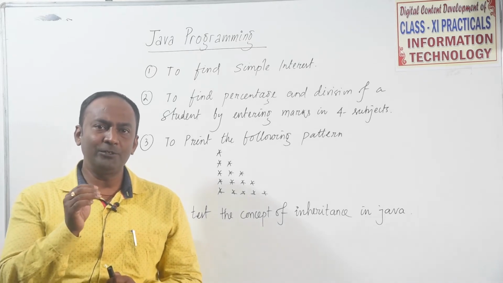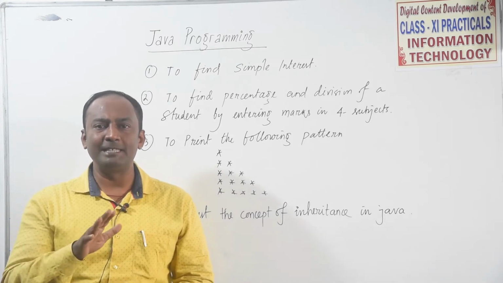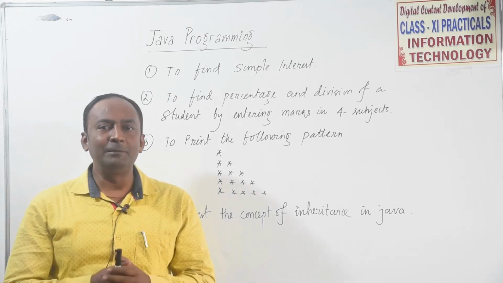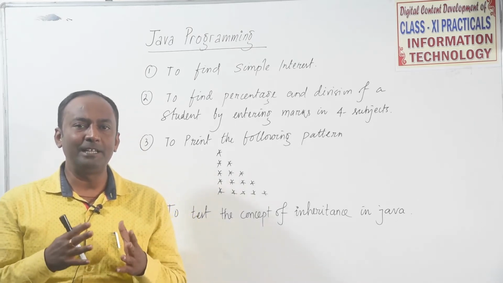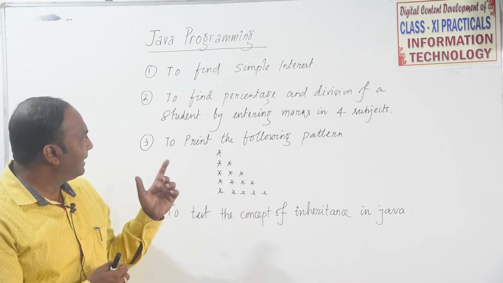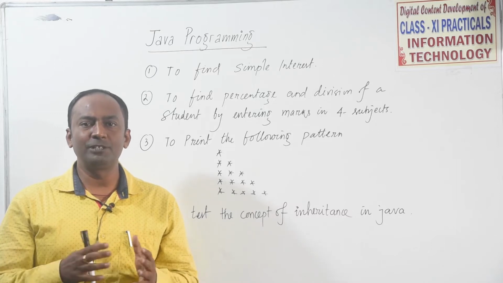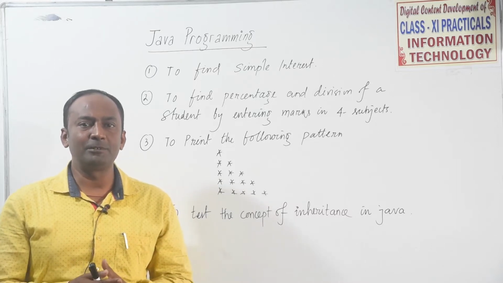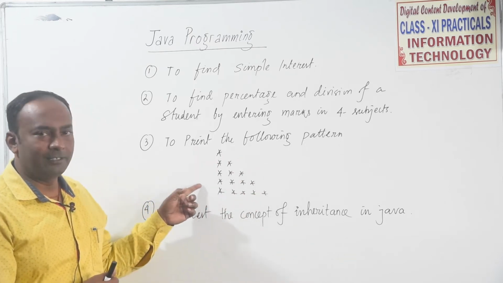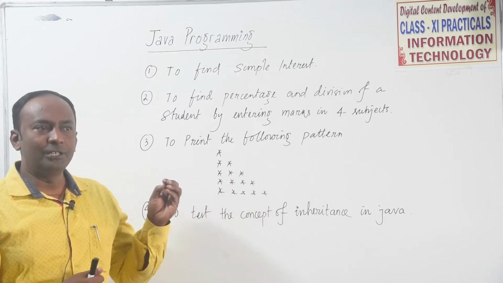So we are going to create a Java program. I will discuss four programs in this class. The first program is to find simple interest by inputting the data P, T and R: principal, rate of interest and time. Then we have to find the division and percentage of a student by entering the marks in 4 subjects: physics, chemistry, math and computer science or IT. Then we will discuss how to create this pattern of stars or asterisk marks using loops.